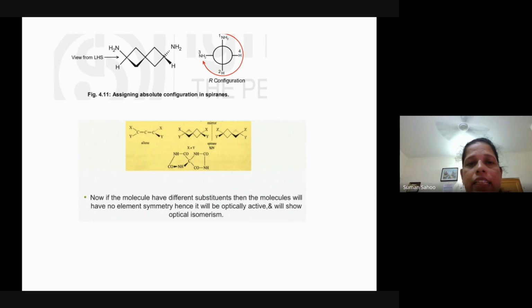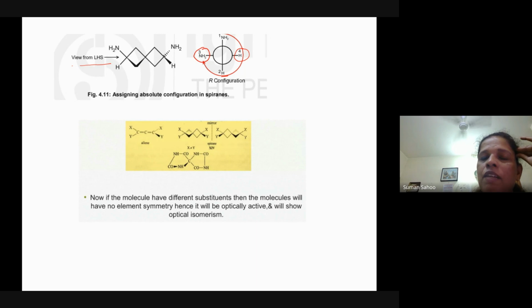Suppose you have different substituents, and these molecules are named, or they assign your absolute configuration, as you have assigned in your allenes. So here I am viewing it from this side. NH2, this one is my front carbon from the front side. So NH2 on top and hydrogen at the bottom. And when I am viewing it from this side, NH2 is on the left side and this hydrogen is on your right side. Then prioritize them, give the priority. In this carbon, this one has higher priority, this one has lower priority, and on this side it is higher, this is lower. So this will be 3, this one would be 4, and you would have an R configuration.